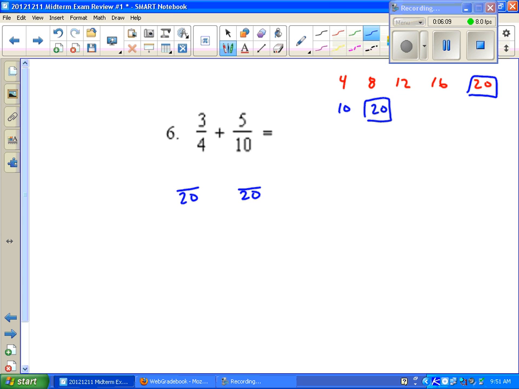Now here's the part where a lot of people get stuck. Now what do I do? Well, you changed 4 to 20. In order to do that, you had to multiply 4 times 5 to get to 20. Since you multiply the bottom by 5, multiply the top by 5. 3 times 5 is 15.